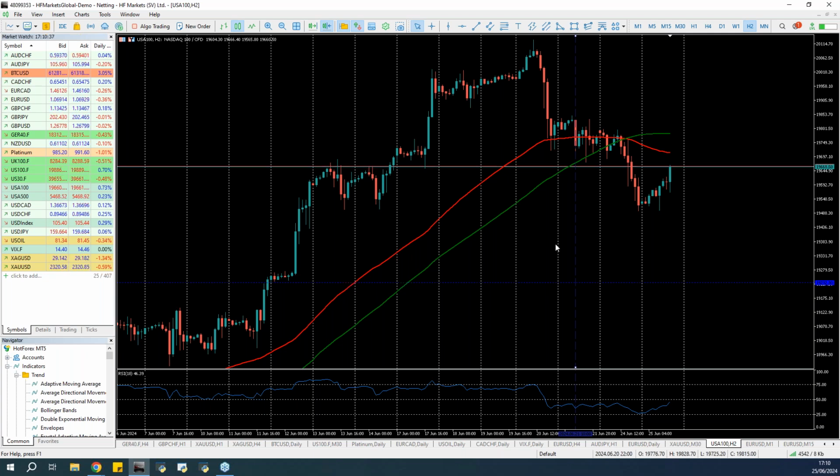Now, if the price is below, both on the RSI and the 75 bar exponential moving average, it doesn't mean there won't be volatility, and it doesn't mean the trend will last forever.